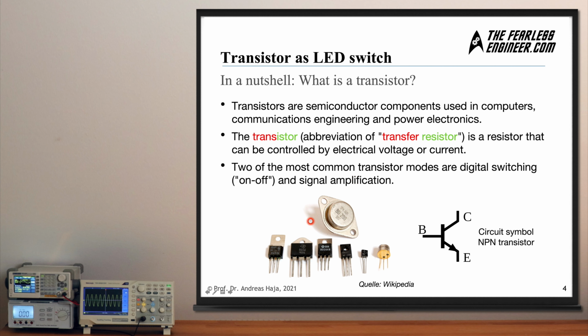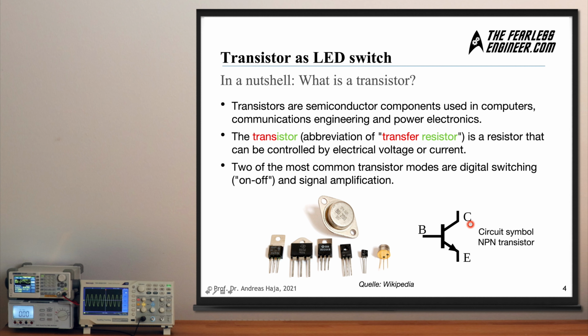And here you can see a few transistors, some of them very small, others rather large, and these metal plates here are heat conducting elements, because in some cases when the transistor switches a lot of power, then we have a significant amount of heat dissipation, and in order to avoid damage to the component, they need these metal plates to conduct away the heat.